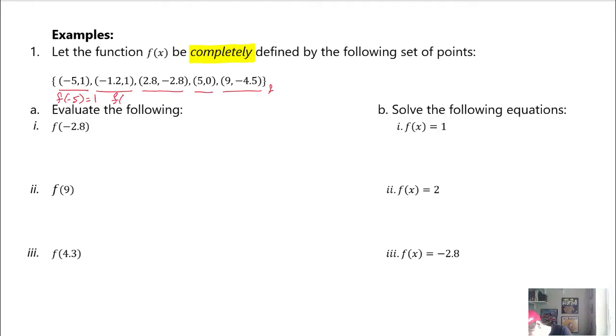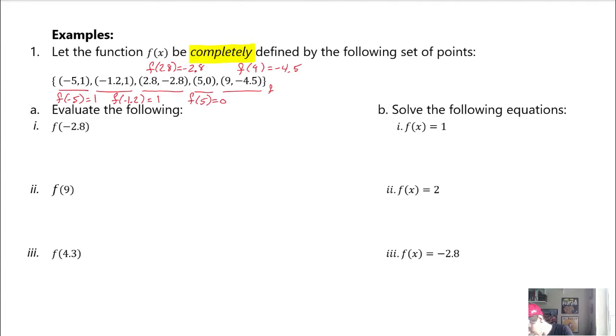The second one is saying if we have negative 1.2 as the input, then f of negative 1.2 is the number 1. The output of the function f when we input negative 1.2 is 1. And so on and so forth. f of 2.8 equals negative 2.8. f of 5 equals 0, and f of 9 equals negative 4.5. And these are the only points for this function. This function is not defined anywhere else.